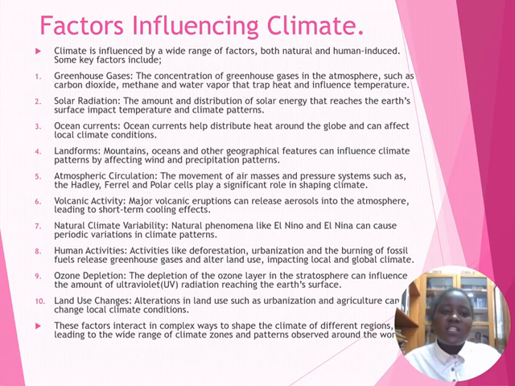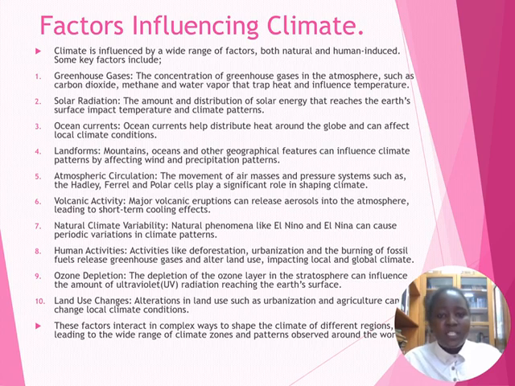Also, we have solar radiation. This is the amount and distribution of solar energy that reaches the Earth's surface, which impacts temperature and climate patterns. In solar radiation, the sun rays hit the ground, causing evaporation, thus influencing the climate. The other factor is ocean currents.